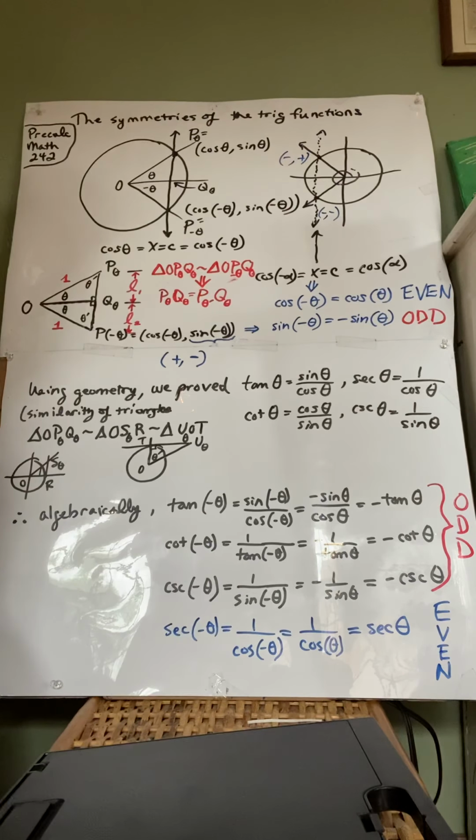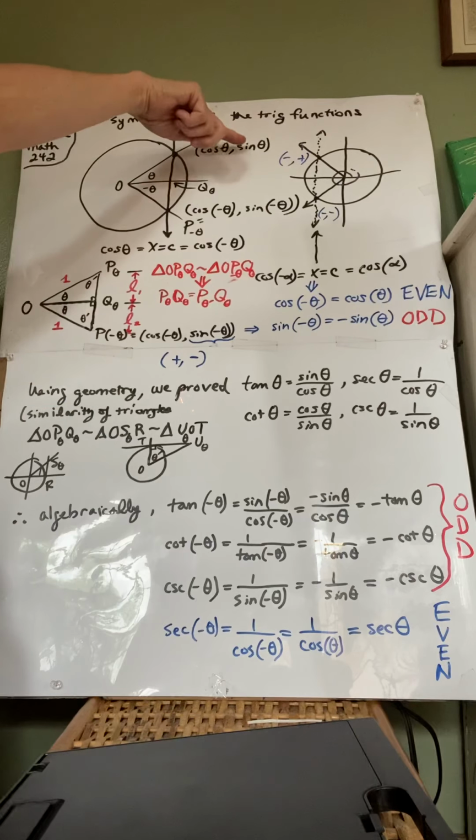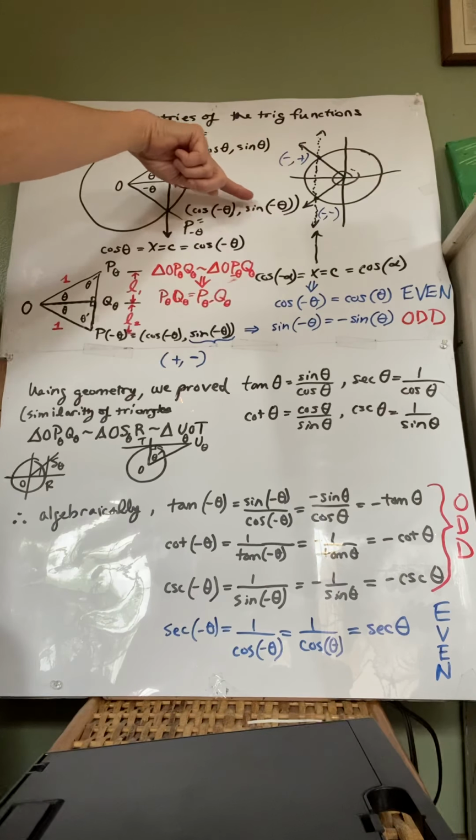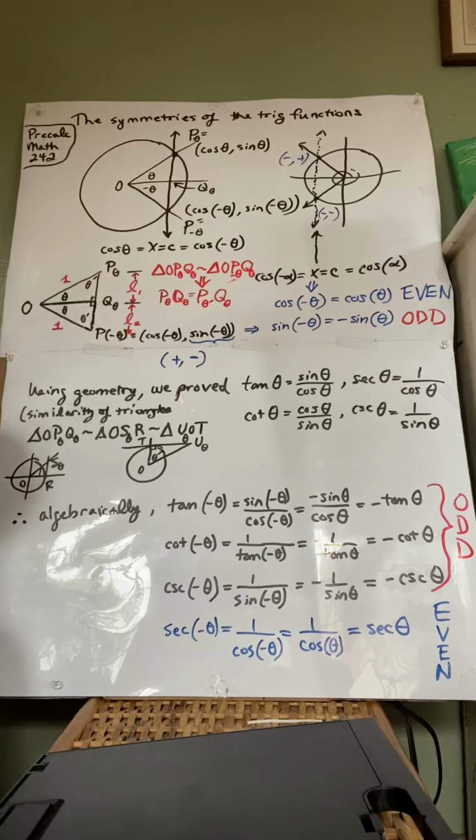What happens with the sine? Back up to this picture. If theta is an acute angle between 0 and pi over 2, it lands in the first quadrant, and the opposite of theta lands in the fourth quadrant. By definition, sine is the y-coordinate of that point P sub theta, or the y-coordinate of that point P sub negative theta.